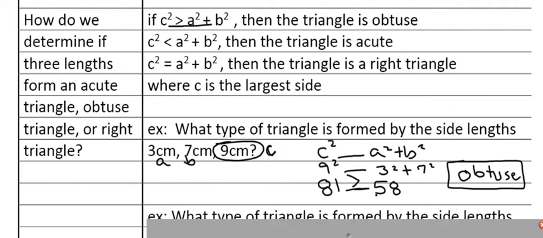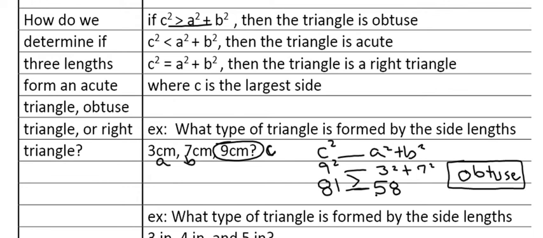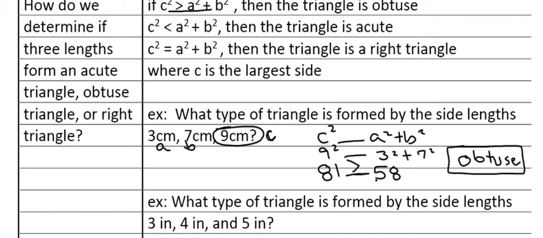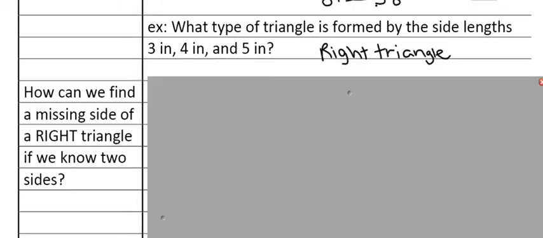Okay, so using the same process, I'd like for you to try this example. What type of triangle is formed by the side lengths 3 inches, 4 inches, and 5 inches? Pause the video to see if you get the same thing as me. And you should have gotten that 3, 4, and 5 form the sides of a right triangle. If you didn't get that and you're not sure how I did, go ahead and raise your hand.